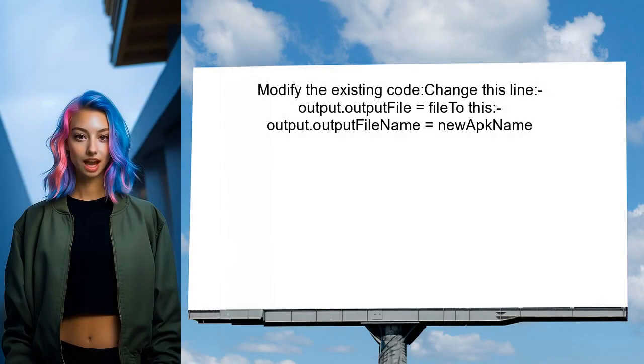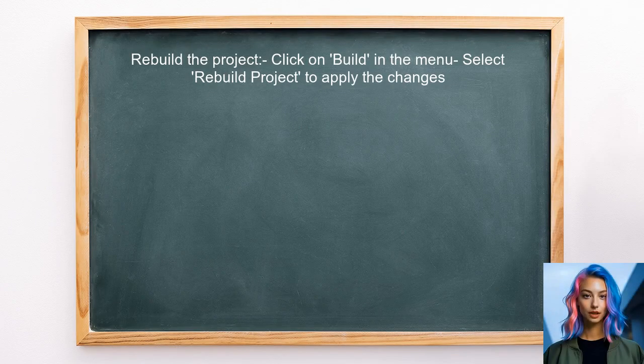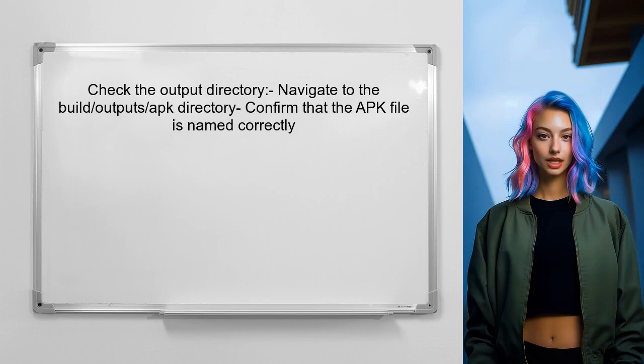Next, the user should modify their existing code to implement this change. They will need to update the line where the output file is being set. After making these changes, the user should rebuild their project. This will allow the new APK file name to be applied correctly without any errors. Finally, the user can check the output directory to confirm that the APK file is named as intended. This will ensure that the solution has been successfully implemented.